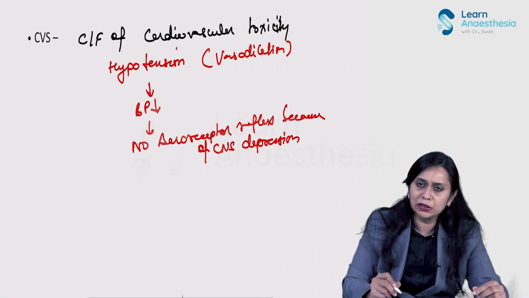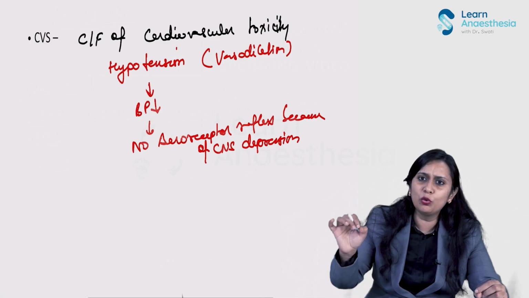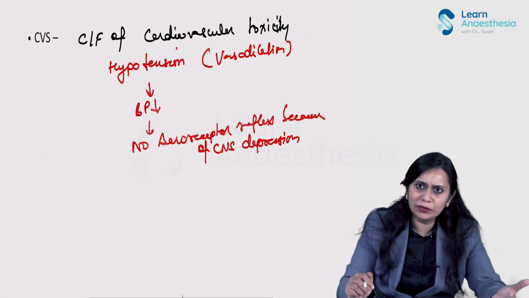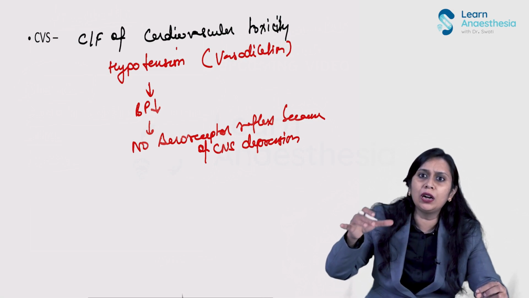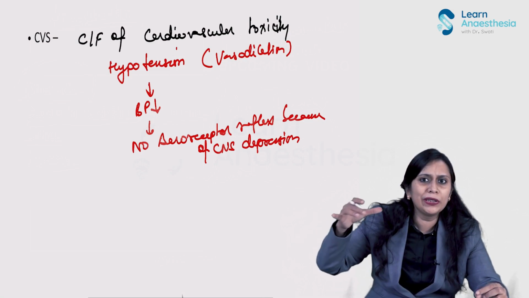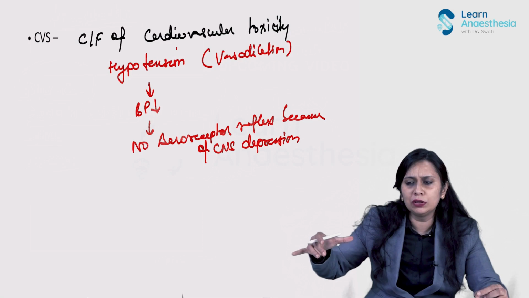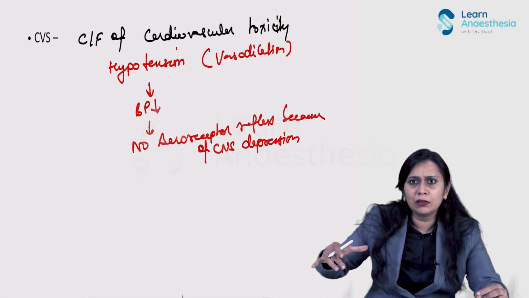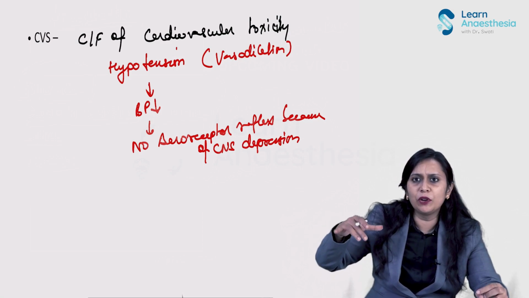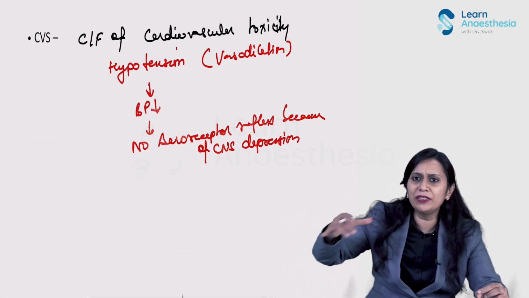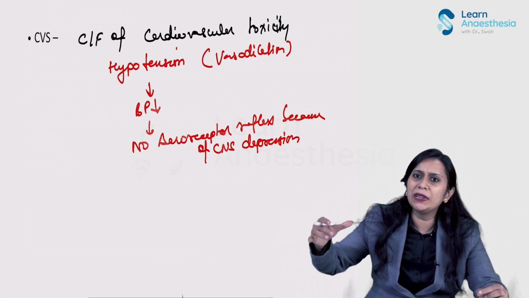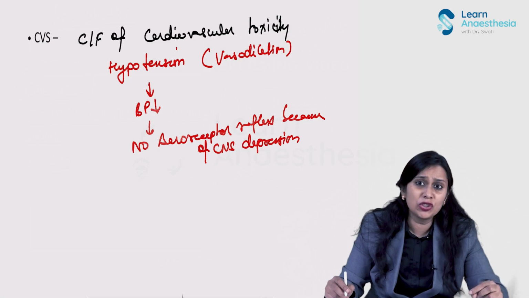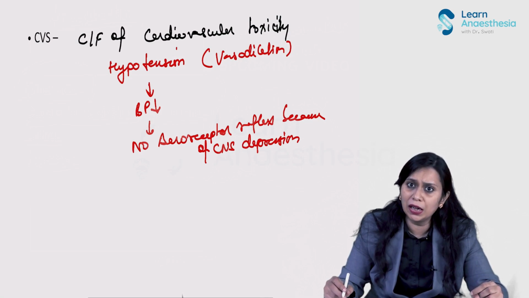Then what happens? They block the sodium channel. What did local anesthetic do? They block the sodium channel and they slow the conduction of the heart. So when the conduction of the heart gets slowed, what will happen? Your PR interval will get prolonged, QRS will get prolonged, everything will get prolonged. And arrhythmias can happen, which can ultimately lead to cardiac arrest.